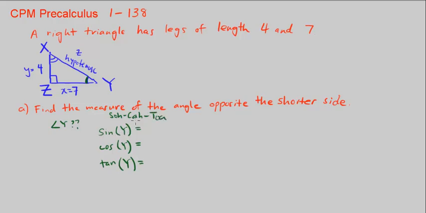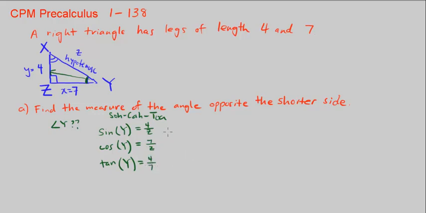So we know sine is going to be opposite over hypotenuse. Well, opposite of y is 4, right? Hypotenuse is going to be z. We don't know z. Cosine of y is going to be adjacent over hypotenuse, CAH. So adjacent is going to be 7, and hypotenuse again is z. We don't know z. And finally, tangent of y is going to be opposite over adjacent, OA, which is going to be 4 over 7.